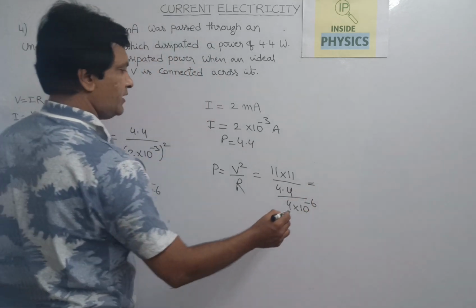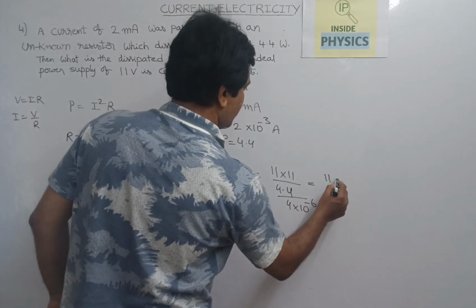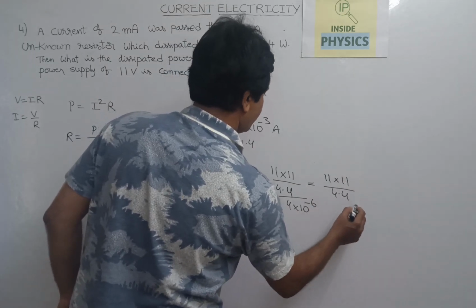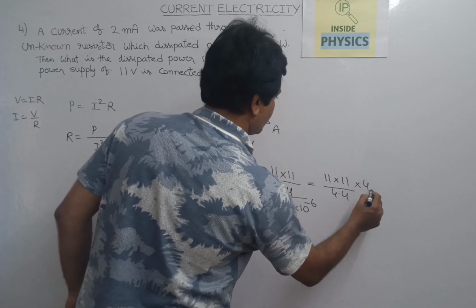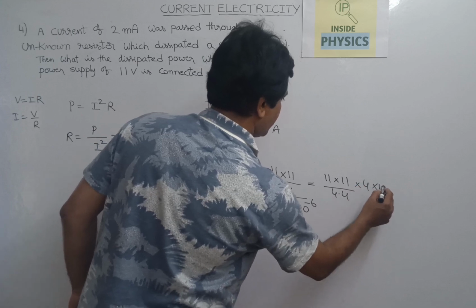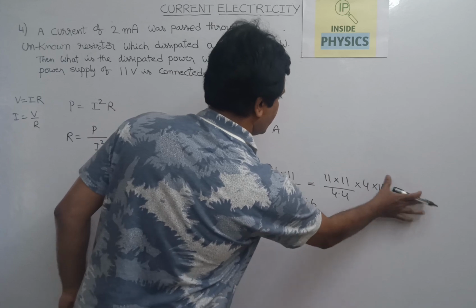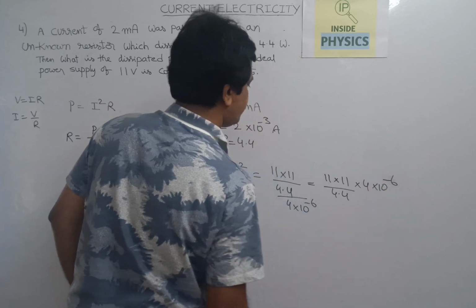So this must be calculated as 11 into 11 by 4.4 into 4 into 10 to the power of minus 6.